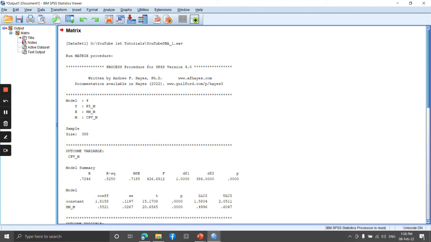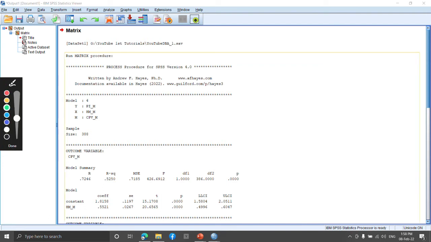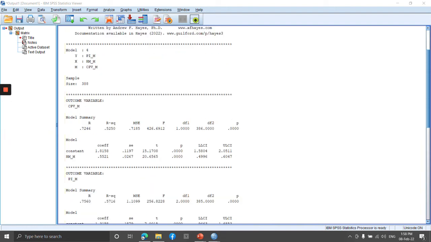So now this is your descriptive area. This is your dependent variable, your independent variable, your mediating variable, your sample size, nothing else. Okay, now let's move on to the next box. This is very important.